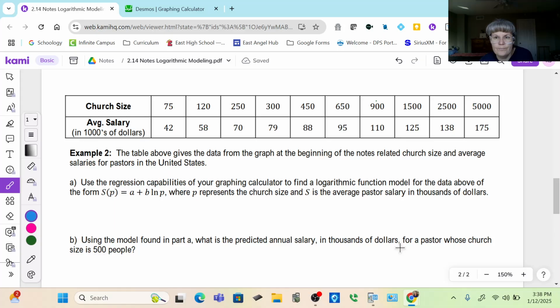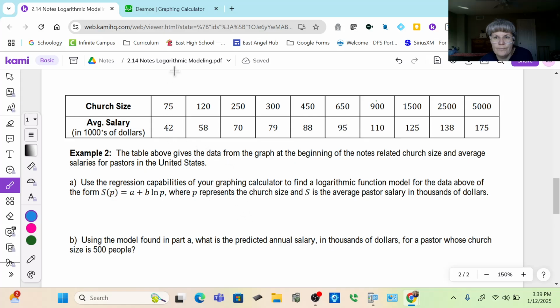We're going to use regression capabilities of a graphing calculator. I'm going to go ahead and do this with Desmos because I want to point out something that you have to be certain to do with Desmos. I think it might be automatically set on the AP exam, but in case it isn't, I need you to be aware of this. So we're going to use the regression capabilities of a graphing calculator to find the logarithmic function of the model, where P represents the church size and S is the average pastor's salary. And then once we have that function, we can predict the annual salary.